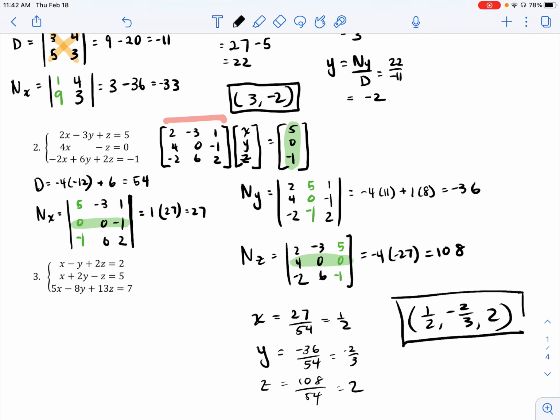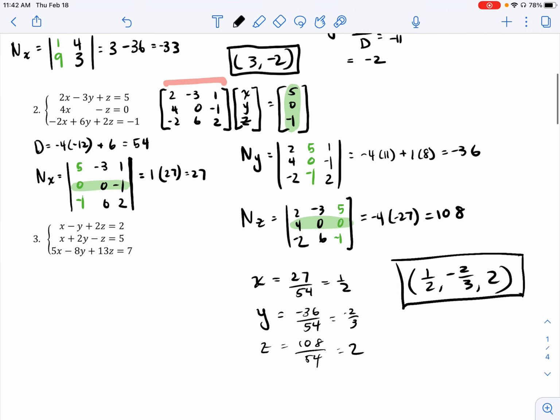So again, you can see here that if you are pretty good at finding the determinant and you don't get really flustered with that, then Cramer's rule is a pretty efficient way of solving a 3x3 system. I want to do one last example with you before we move on to the applications, but let's try something like number 3. Let me do this in a different color and zoom in on this.